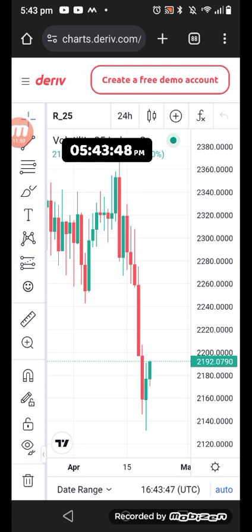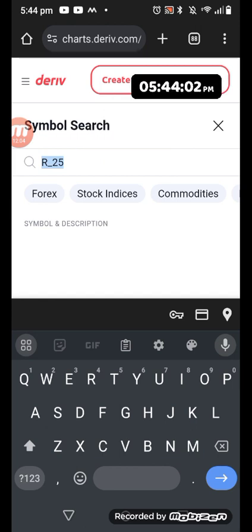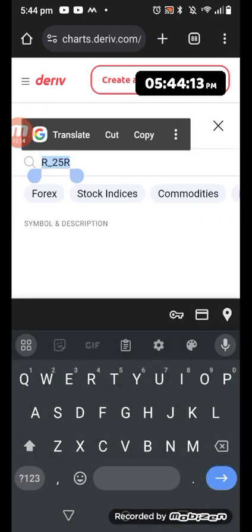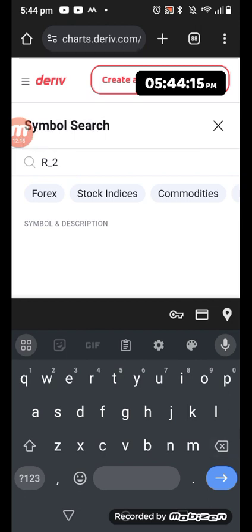So the easiest way, if you want to work it, is to use this one to generate your signal, then go and trade like the normal trading that you would do on your Deriv. You have to save what you want to do here. That's the only challenge. Let me quickly show you how to do that.